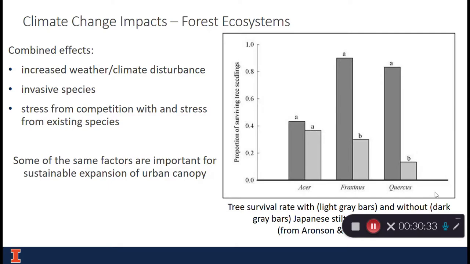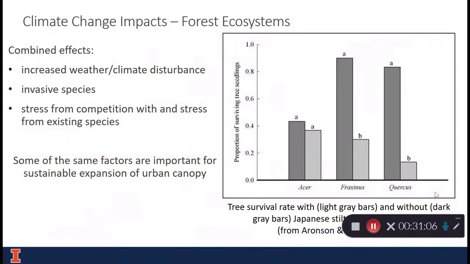One of the interesting things about climate change as it relates to natural ecosystems, and I give an example here of forested ecosystems, is that when we think about the role of climate change on forests, a lot of people think about extreme temperatures, extreme rainfall, wildfire, things like that. But climate change has more insidious effects, these sort of combined effects. So yes, with climate change, we do have increased weather and climate disturbances. So more wildfire, more dry spells, higher precipitation rates, more runoff, higher temperatures, especially in the growing season, those sorts of things.